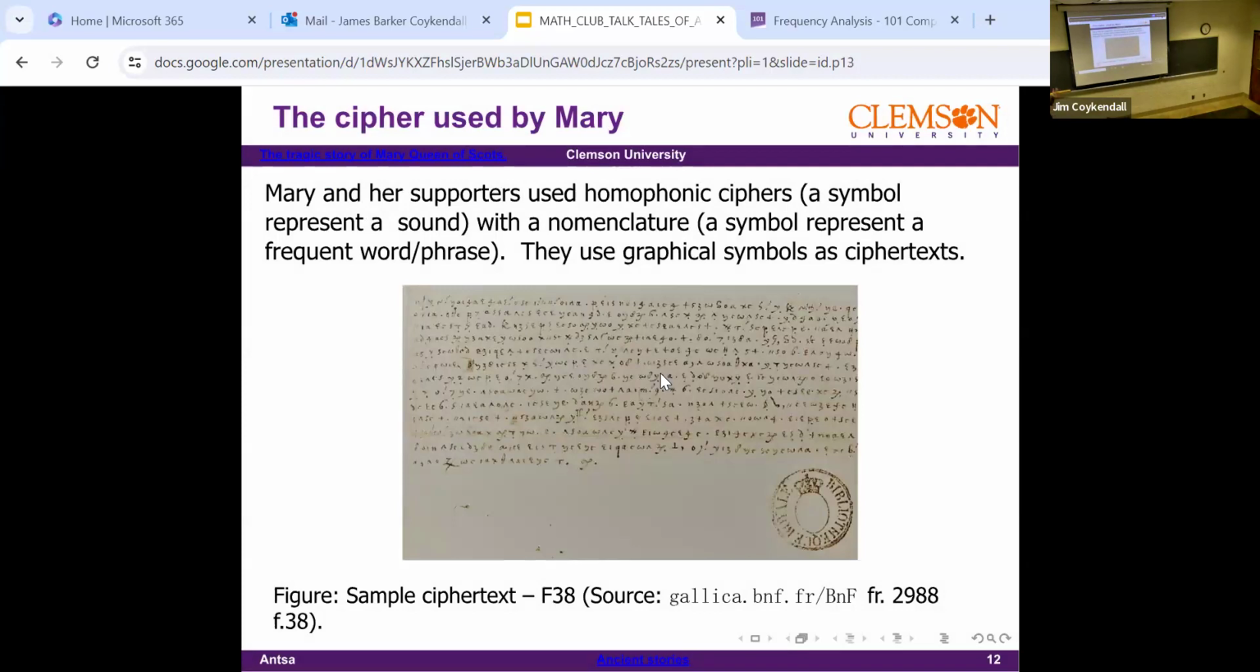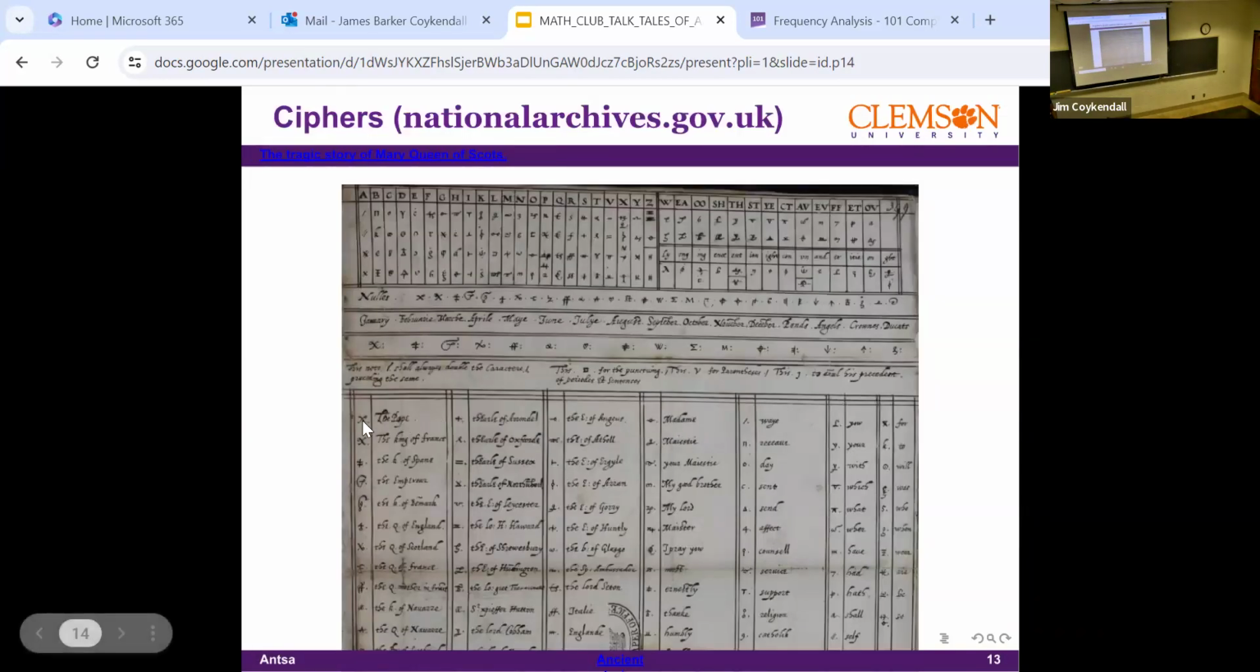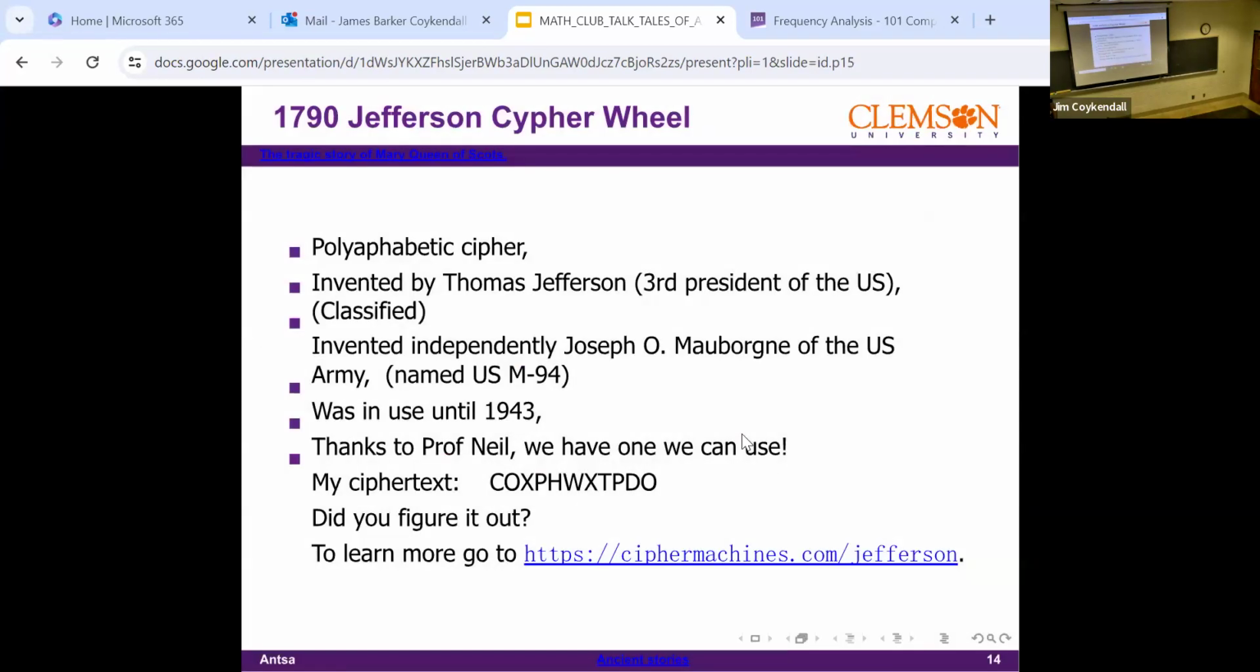So this is the cipher used by Mary. This is a homophonic cipher. A symbol represents a sound, with a nomenclature, which means a symbol represents a frequent word or phrase, let's say a country name, mostly France and England. They use graphical symbols as ciphertext because there are not that many letters that we can use. That's an example of how it looks, and this is taken from this website right there. So this is also a symbol. Let's say when you see this X right here, that just means the Pope.